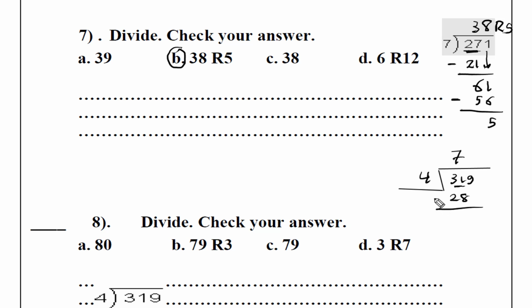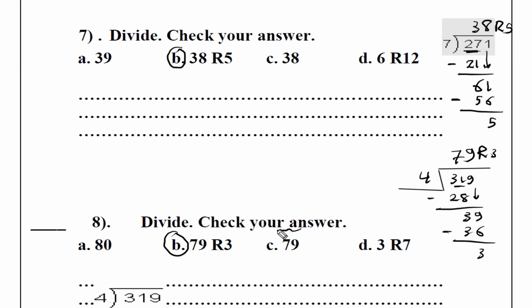Write a line and subtract. The remainder will be 3. Bring down the last digit, which is 9. So we have 39 divided by 4. It will be 9. 9 times 4 equals 36. Write a line, subtract, it will be 3. So the quotient will be 79 with the remainder 3. So the correct answer is B.